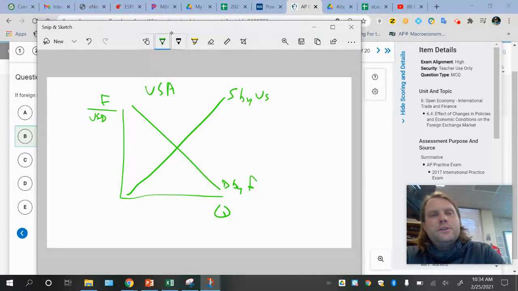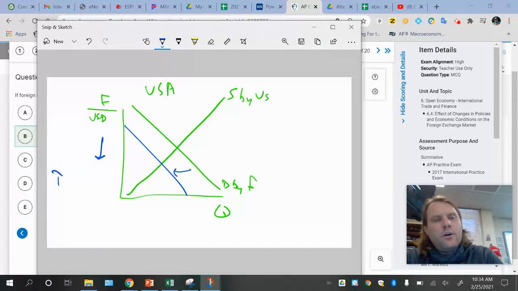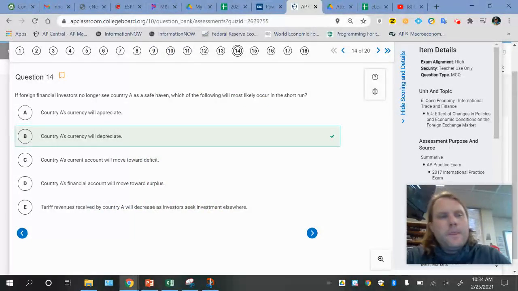But I am going to draw this decrease in demand here because now no one wants to put US dollars, or no one wants to invest in my currency. It's going to go down. Our fancy word is depreciate. And there you have it. Okay. Country A's currency will depreciate. We don't know if our current account's necessarily going to work towards a deficit. Our financial account, it's actually going to do the opposite because we're taking money out of the financial account, and so we're actually going to move towards negative.